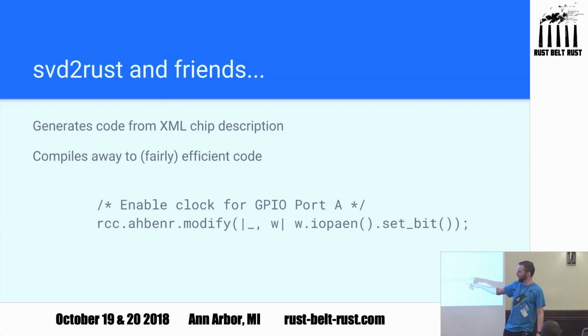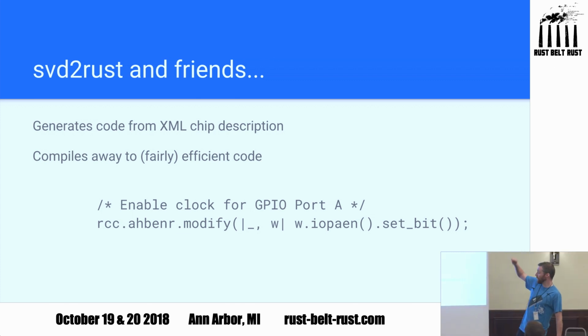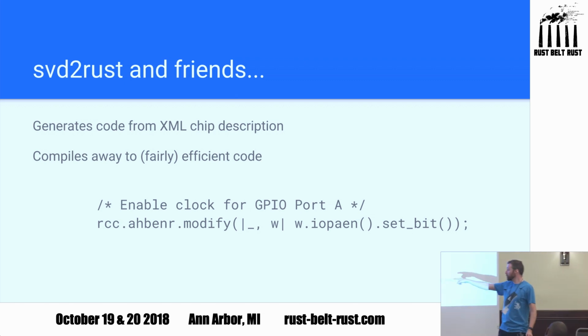And if you have that machine description, you can auto-generate this code. And here we are saying in the runtime clock control register, we are on the AHB bus enable register, and we're going to modify that register. And then this modify function takes a closure. And so, it's embedded Rust, but I can still use closures. That works perfectly well. This closure takes a read and a write, and I'm going to use the write object to set the IOP enable bit.